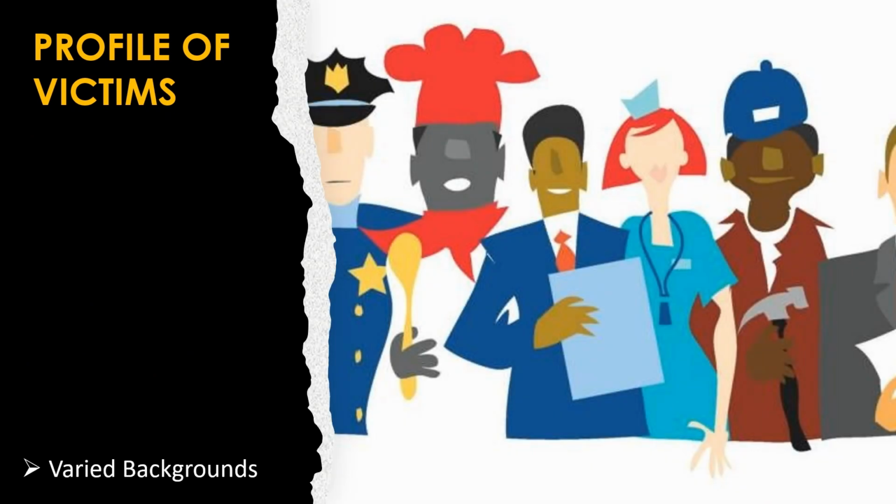Varied backgrounds. Agatha Christie's victims come from diverse backgrounds, ranging from the wealthy and influential to the common and ordinary. They can be family members, acquaintances, strangers, or even fellow passengers on a train or guests at a secluded location.